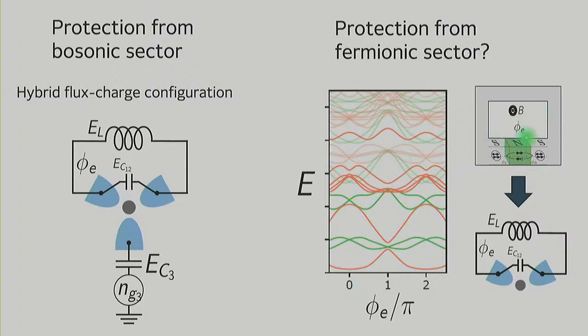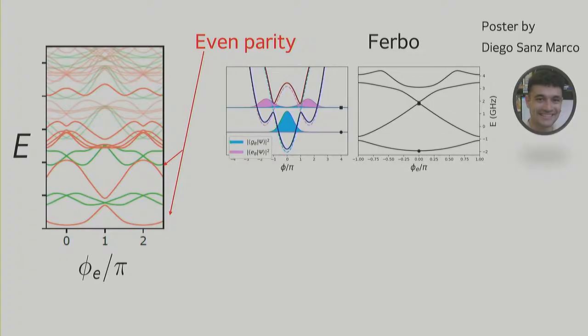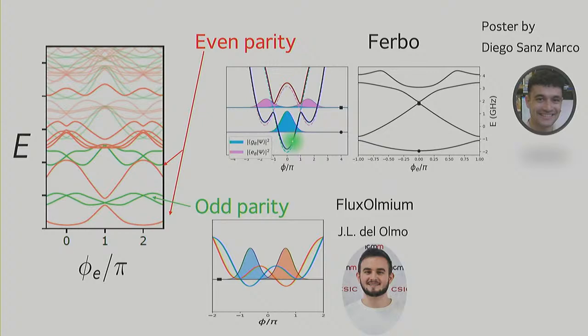This is having a fancy Josephson junction, but only with two terminals, now in a circuit with finite inductance and capacitance. And the question is, yes, and the answer is yes, but I can't give it to you. You'll have to visit the poster by Diego, where they're trying to implement this qubit called the Fervo. You see that also the wave functions are disjoint, so it will be protected against relaxation. If you like the other parity sector, you'll have to talk with Jose Luis, the chairman here.